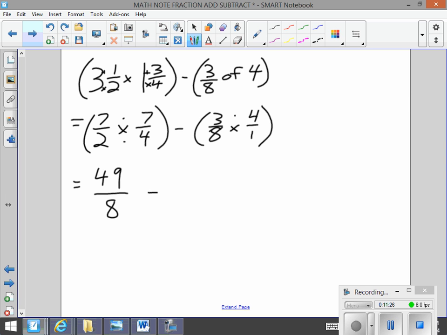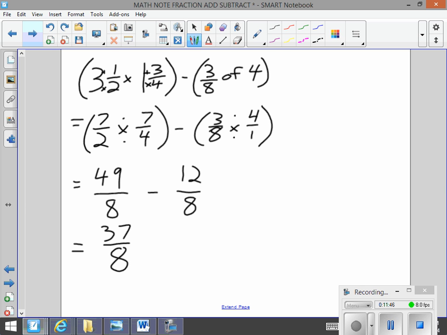3 times 4 is 12. 8 times 1 is 8. Look at that, we have the same common denominators already. So all we have to do is subtract those. 49 minus 12 is 37 over 8.